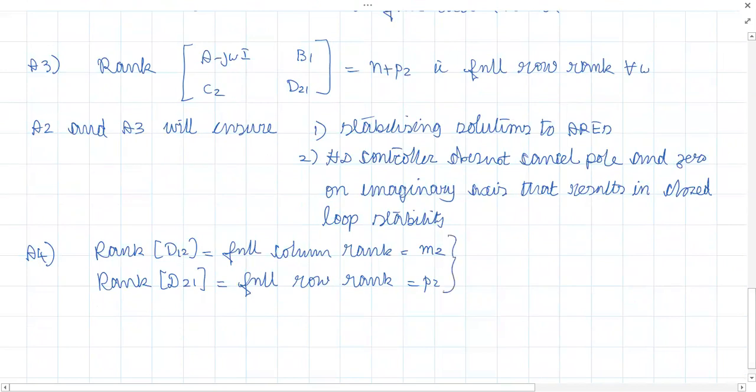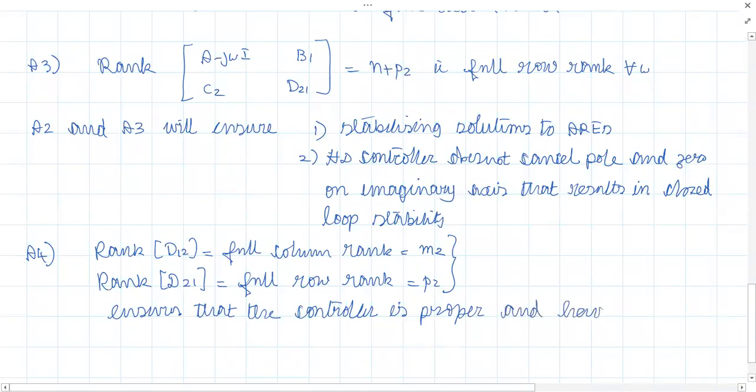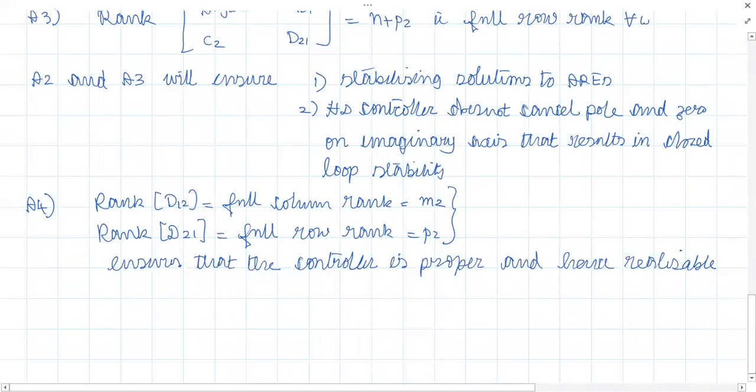So these two will ensure that the controller is proper, and hence realizable.